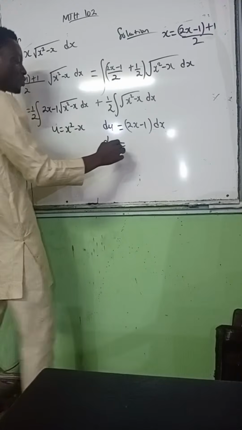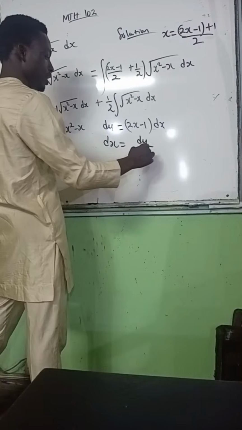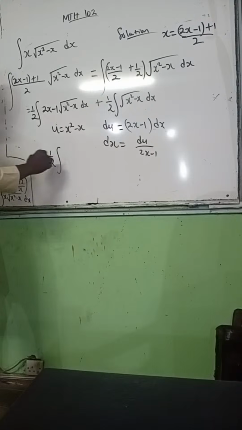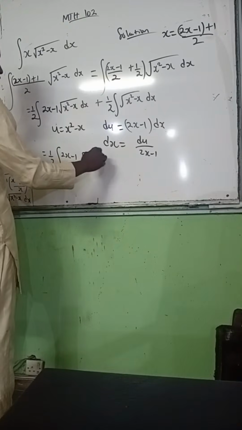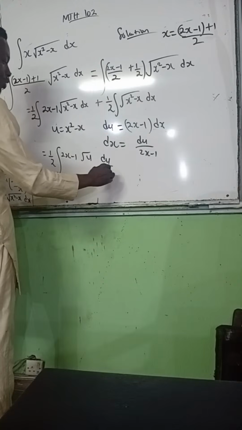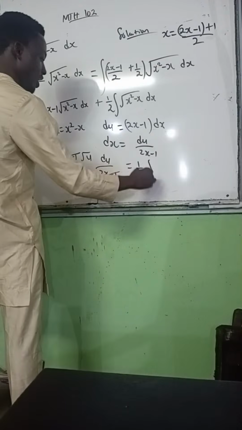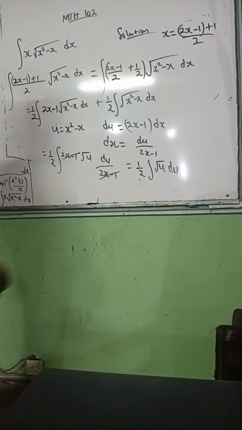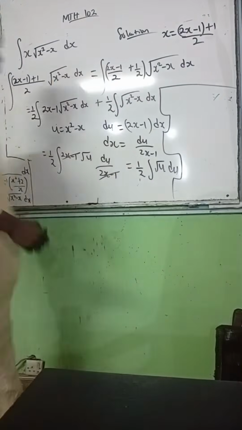That means dx equals du over 2x minus 1. So this guy becomes 1 over 2 integral of 2x minus 1 root u, and our dx is du over 2x minus 1. This cancels this. So we have 1 over 2 integral of root u du. Making sense? And again, x squared minus x is also here.